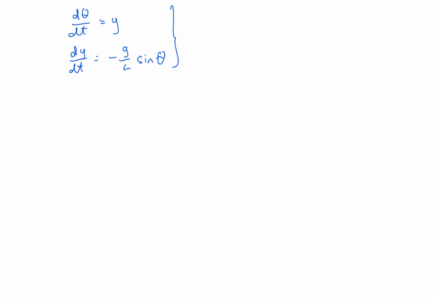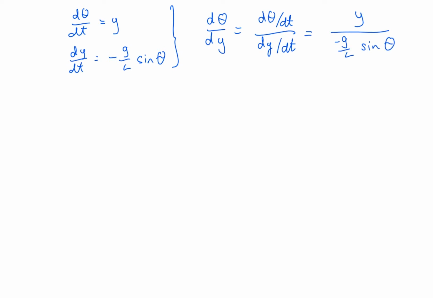And that something else is a very cunning little trick, which I will show you now, which is to eliminate the t variable by computing d theta dy. Using the chain rule, that's equal to d theta dt divided by dy dt. That's just a rearrangement of the chain rule. That is equal to y divided by minus g over L sine theta. And this is a differential equation that I can solve because it's just a single separable first order equation. Let's separate variables. I get minus g over L sine theta d theta is equal to y dy.